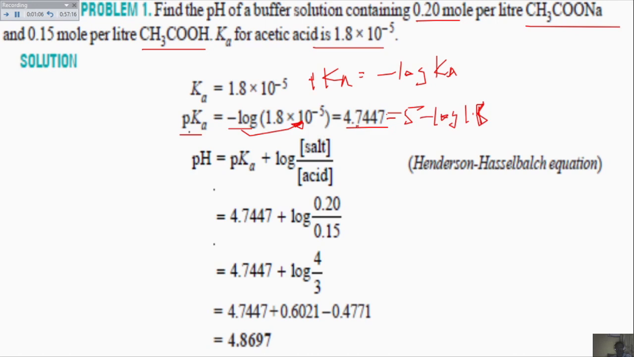You can now say pH equals pKa plus log of the salt over the acid, the Henderson equation. In this particular case, the salt is given as 0.20 over the acid 0.1. By the time you do this, you have your pH. In this particular case, it is just log 4 minus log 3, and that will give you this particular answer.